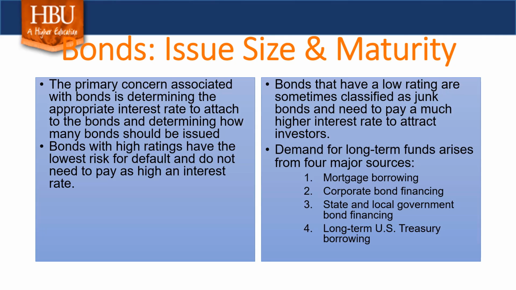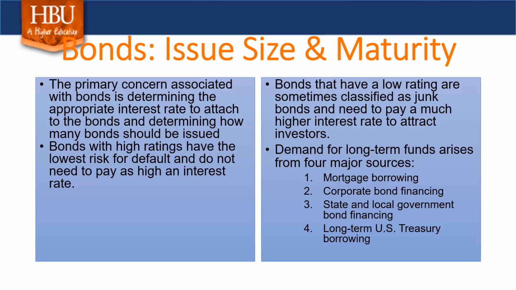Primary concerns associated with bonds are ultimately determining what the appropriate interest rate to attach to that bond is, and how many bonds should be issued. This makes sense. Bonds with high ratings have lower risk, and therefore they pay lower interest or returns. Bonds that have low ratings are risky, and sometimes even classified as junk bonds. And in order to issue these junk bonds, corporations have to pay a much higher interest rate to attract someone to invest in this risky bond.